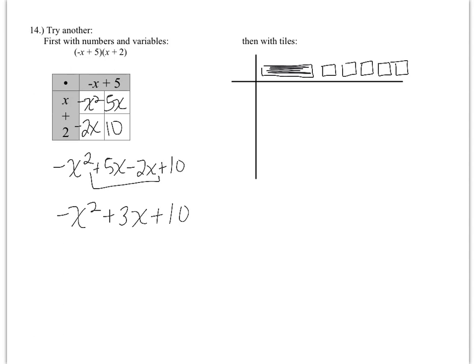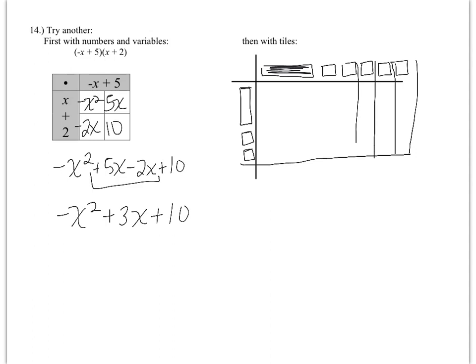And then on the side, I'm going to put an x and a positive 2. And so now I'm going to go ahead and create my box, my boundary, and let's draw the lines in between all of the tiles so that I can have my boxes. So now if you draw in all of your lines and you make your squares and your rectangles pretty similar, you should be able to see what goes in.